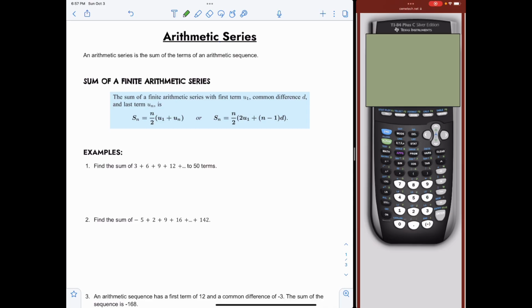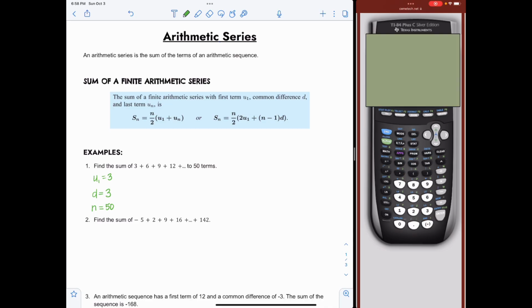Number 1, it says find the sum of 3 plus 6 plus 9 plus 12 plus, and it continues all the way up until 50 terms. So if we look here, the things that they have given us are our first term, which is U1, and that is 3. They have given us our common difference. Our common difference is 3 because we're adding 3 each time to get to each number. And they have also given us our n, which is 50 because they say 50 terms.